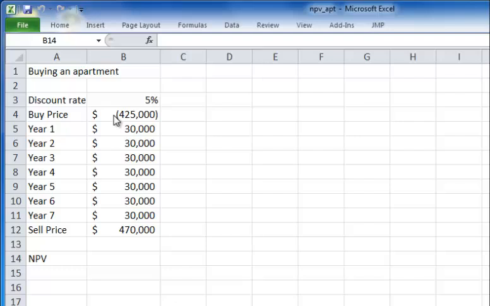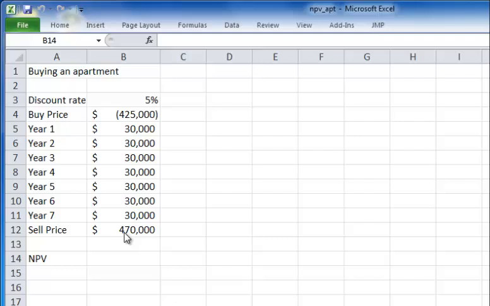$425,000 as an initial investment, and after he buys it, at the end of each year, he expects cash inflow to be $30,000 per year. And he expects to hold this apartment for 7 years. And at the end of 8th year, he's supposed to sell it. And the selling price to be $470,000.